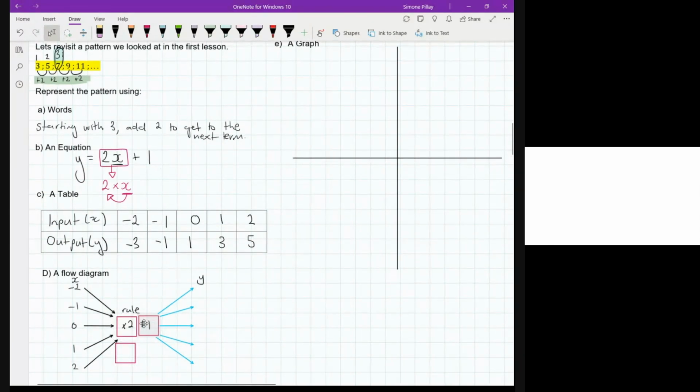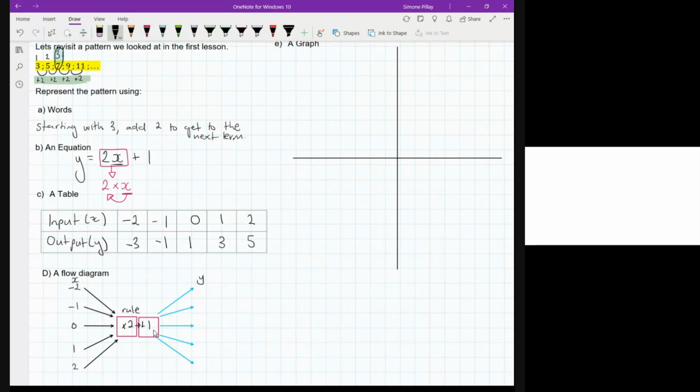Think of these flow diagrams with 2 boxes. The first thing we have to do is take our input and multiply it by 2 first. That's what we did in our equation. Do you see that? We've multiplied it by 2. Yes, ma'am. And then we add 1. Do you see how that sort of flows?